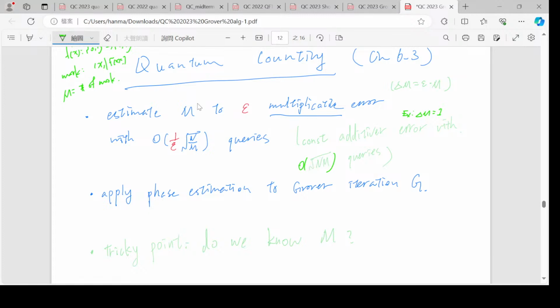But back to estimation. We want to estimate M to some epsilon multiplicative error. And how do we do this? We actually combine the two different chapters we talked about. We combine our Grover algorithm and phase estimation. Remember, this is how we do Shor's algorithm. So we do phase estimation on the Grover iteration G.